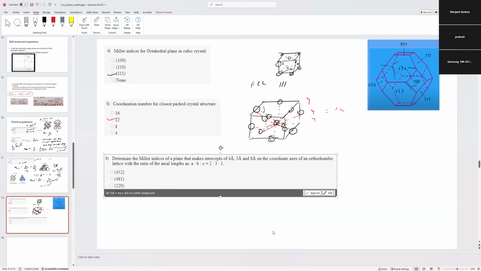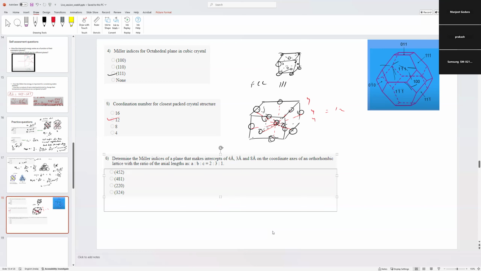Determine the Miller indices of a plane that makes intercepts 4 angstrom, 3 angstrom, 8 angstrom on the coordinate axes of an orthorhombic lattice, whose ratio of axial lengths a is to b is to c is 2 is to 3 is to 1.